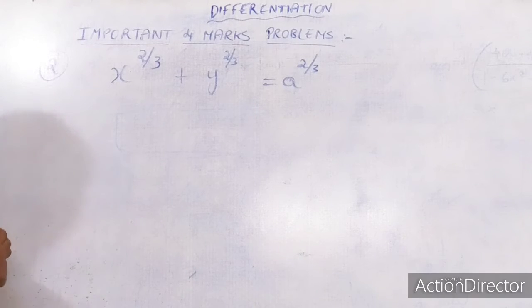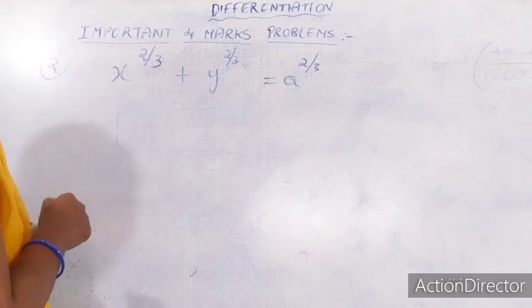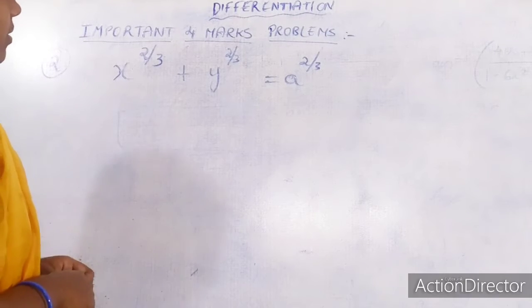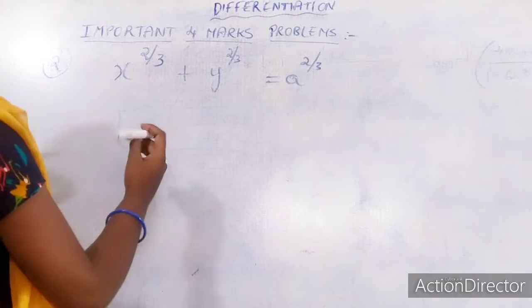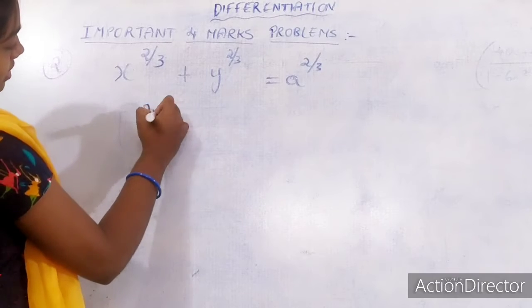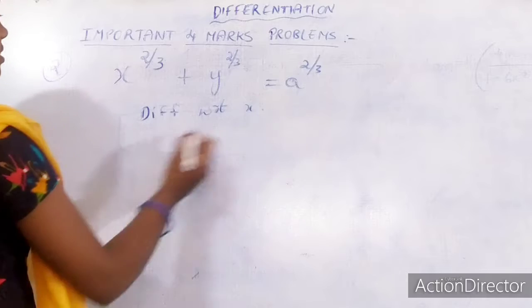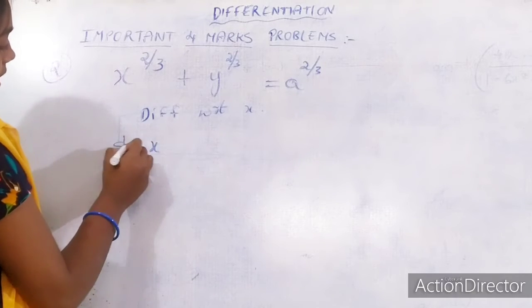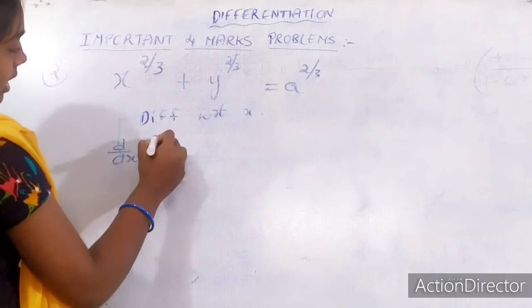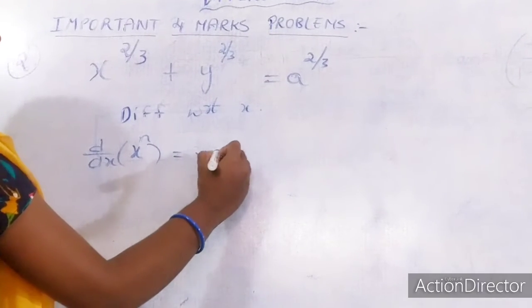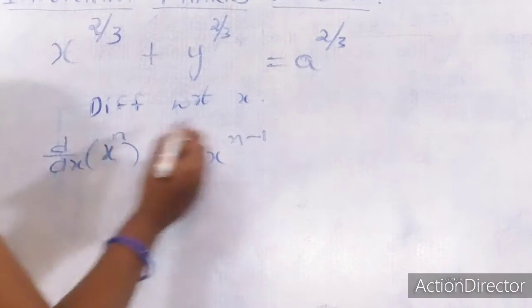Now the second question: x to the power of 2 by 3 plus y to the power of 2 by 3 is equal to a to the power of 2 by 3. Now we will find the derivative. Differentiate with respect to x. We have one formula, d by dx of x to the power of n is equal to n x to the power of n minus 1.